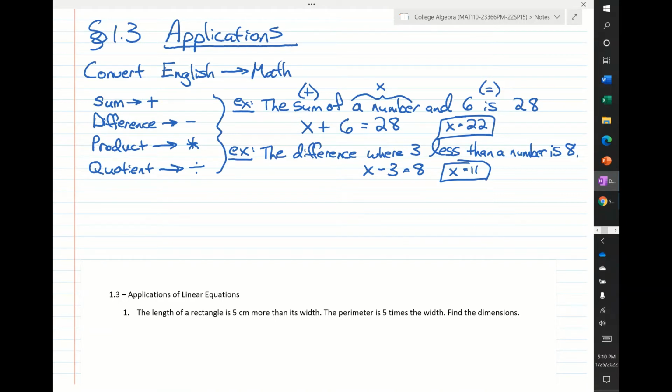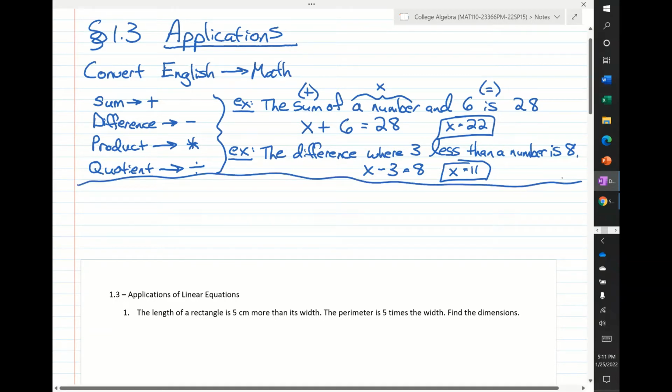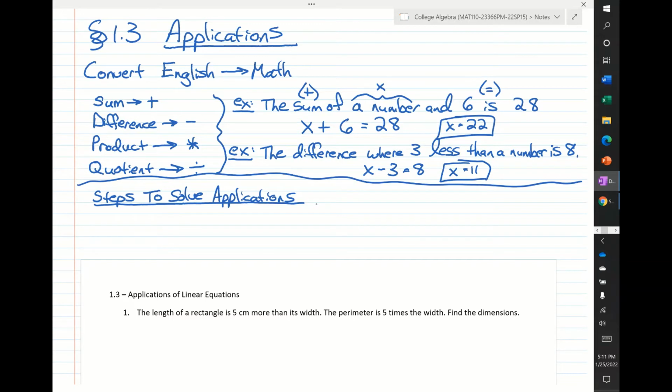Now that we have that done, I want to talk about applications. So we'll call this steps to solve applications. There's 3 steps, and if we apply this to every word problem that we see, we'll get them correct. Typically, people get confused when they just fly blindly into a word problem and they just start trying to throw numbers all over the place. We need some kind of procedure in order to do this.